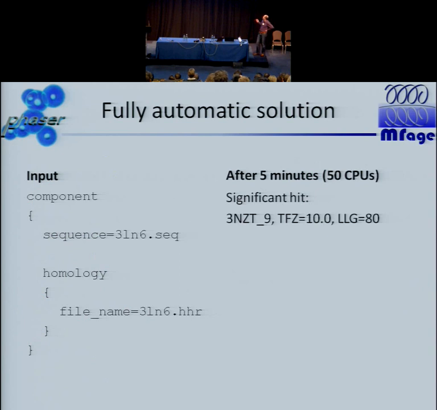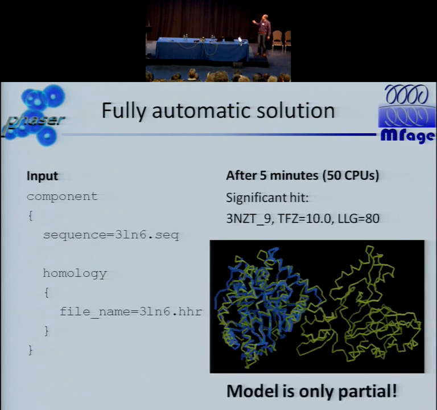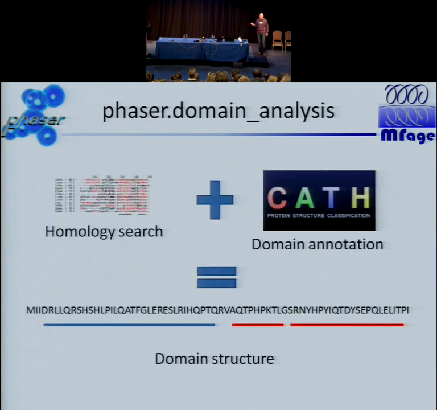After 5 minutes, we get a significant hit. That looks very good. But if you look at the structure, we see that the solution is only partial. An interesting thing to see here is that this homology search hit just covers one domain. That gave us an idea that we could use the homology search results to establish domain boundaries.